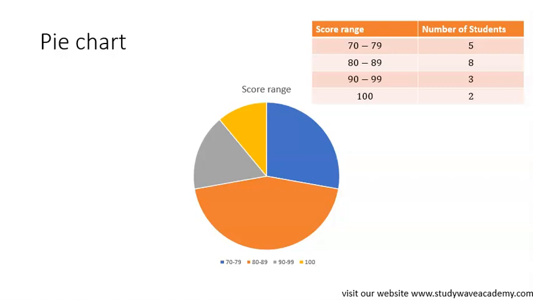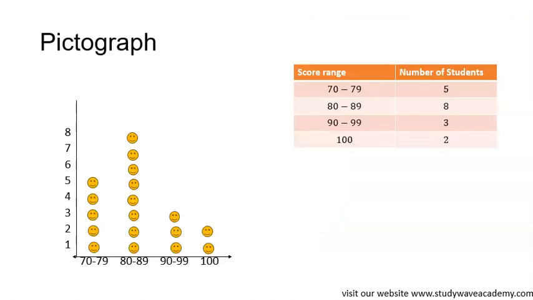You can also represent this data in a pictograph. This is what we call a pictograph, using pictures or objects to represent your data. So here we have the 70 to 79, 80 to 89, 90 to 99, and 100. You remember 70 to 79 is 5, so you draw your object, your smiley face, to 5, like that. 80 to 89 is 8, up to 8. 90 to 99 is 3, and 100 is 2. So you can see, right? You can represent your data using a pictograph.